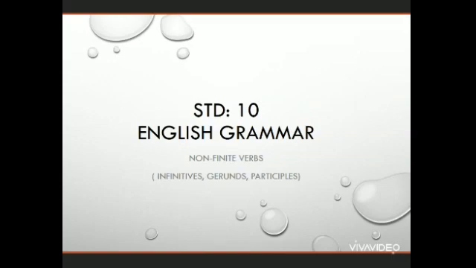Our topic for today is English grammar, non-finite verbs. Non-finite verbs are verbs that are not limited by number, person, and tense. They are verbs, but they do not function as verbs. They are like imposters in a sentence. The three types of non-finite verbs are infinitives, gerunds, and participles.